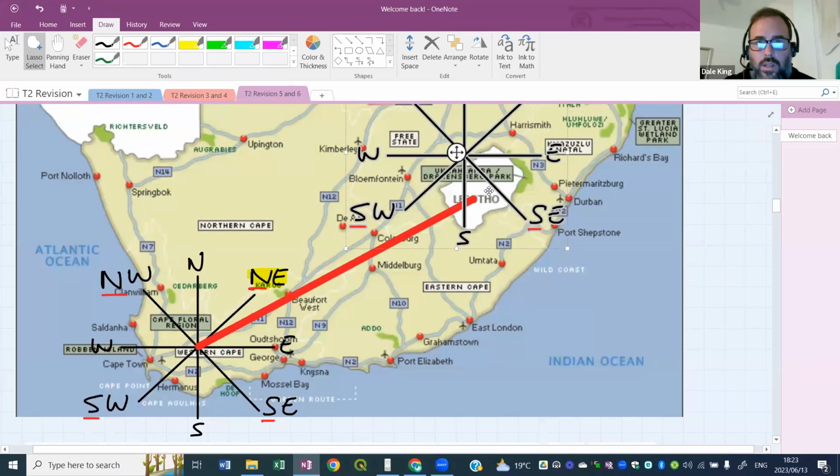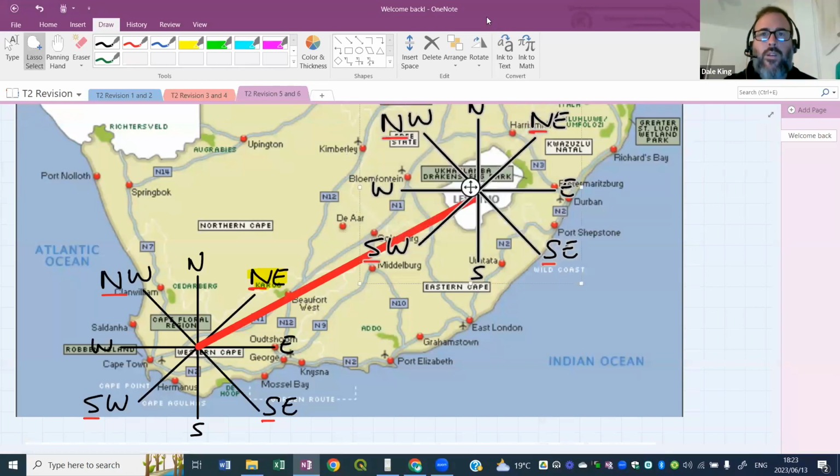All right, someone had their hand up there. I missed it. So if I put my compass on Lesotho, then you would say that the red line is going southwest. So you could either be saying northeast or southwest.